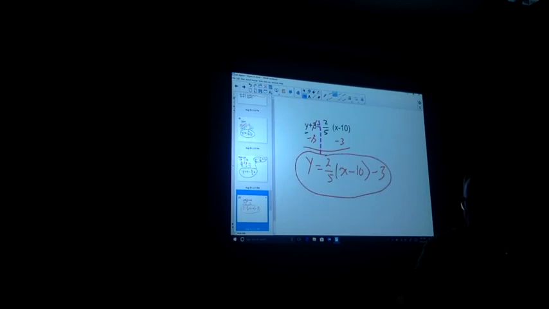If it was Scantron, I would go, well, 2/5 times that and 2/5 times that. So we're going to go y is equal to 2/5 times x is 2 over 5x. 2 times negative 10 is negative 20, so I get negative 20 over 5 minus 3. Negative 20 over 5 is negative 4, and then I'm going to subtract 3 from that as well.